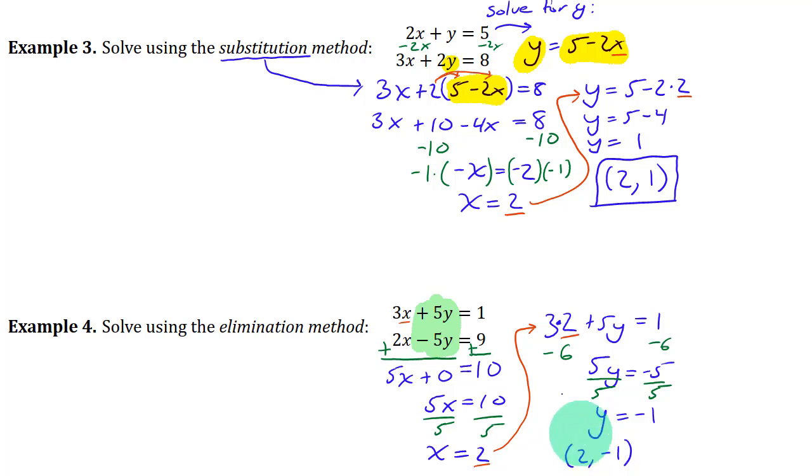And again, it's a good idea to replace the x with 2 and replace the y with negative 1 in each of these two equations, just to check that it works. Now's a good time to pause the video if you want to check that yourself. But I'd also like to take a moment to explain why is it that we're allowed to add the left sides together and the right sides together? Why does that leave you with an equivalent equation with the same solution set as the original system?